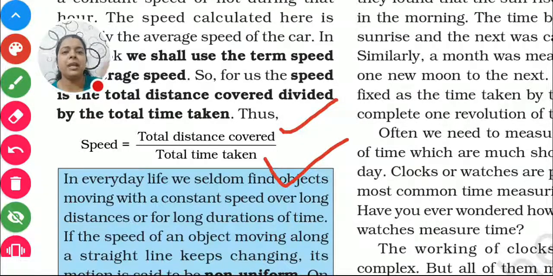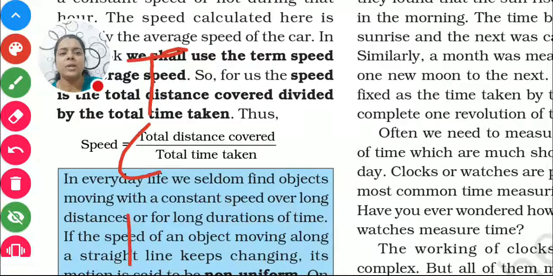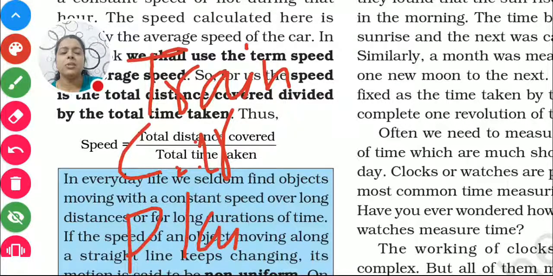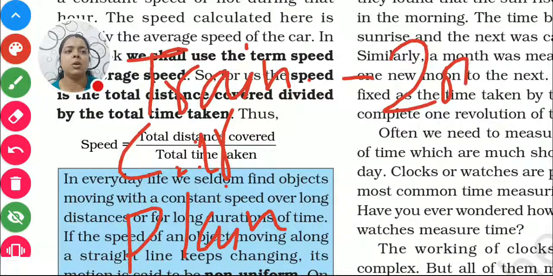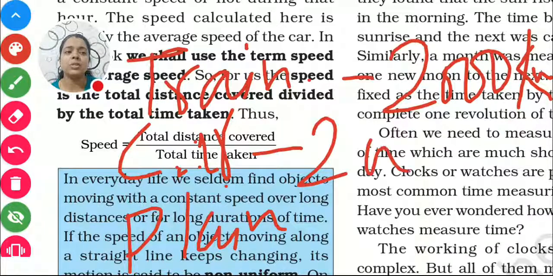For an example, I'll give you a few things: one is train, one is car, one is plane. Train, car and plane. So this is train, this is car, and this is plane. Let's go for the distance. Say the train is covering a distance of around 2000 kilometer. Car also 2000 kilometer, and plane also 2000 kilometer.